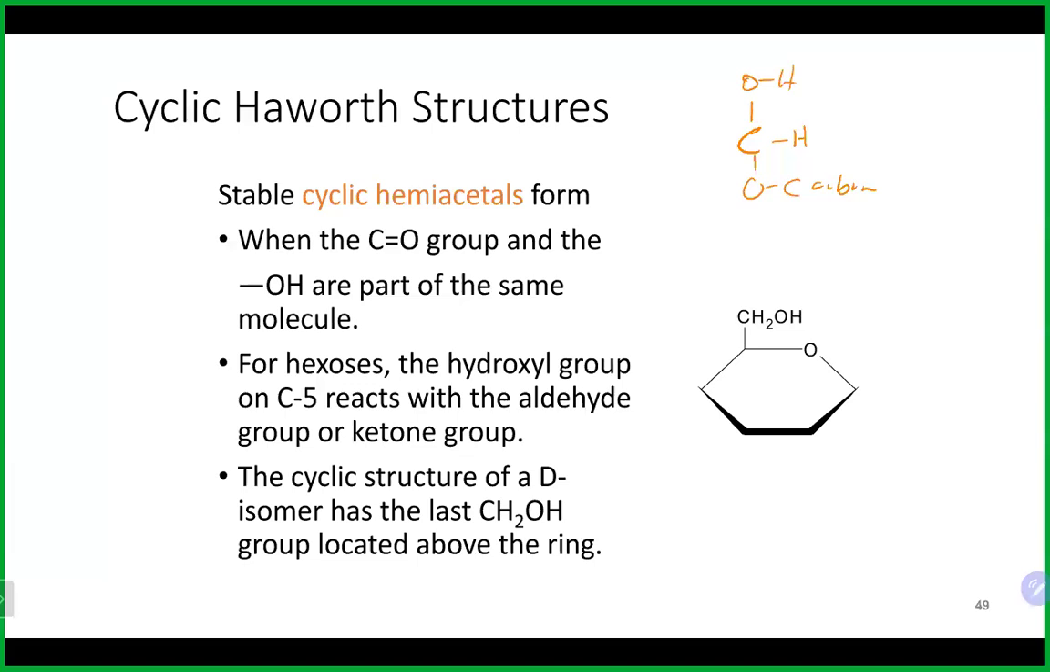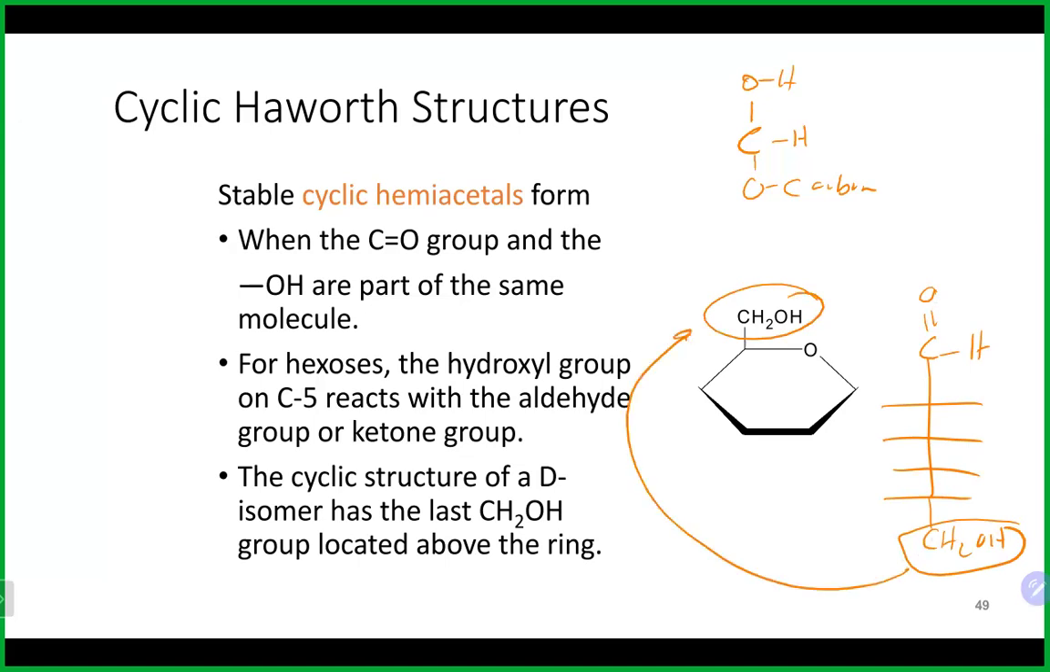And the cyclic structure of the D isomer will have that last CH2OH above the ring. So if you remember, when we have our structures like this, the group on the bottom, which is furthest away, always ends up in the upper left corner of the ring, to the left of the oxygen in the ring. It's not in the ring, but it's attached to that carbon on the ring. So that's where that group always ends up.